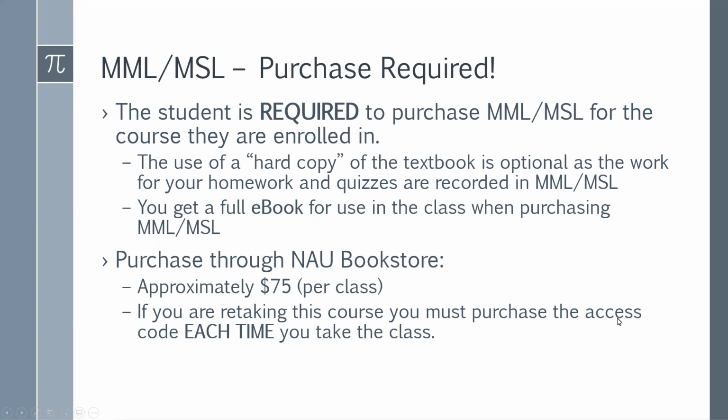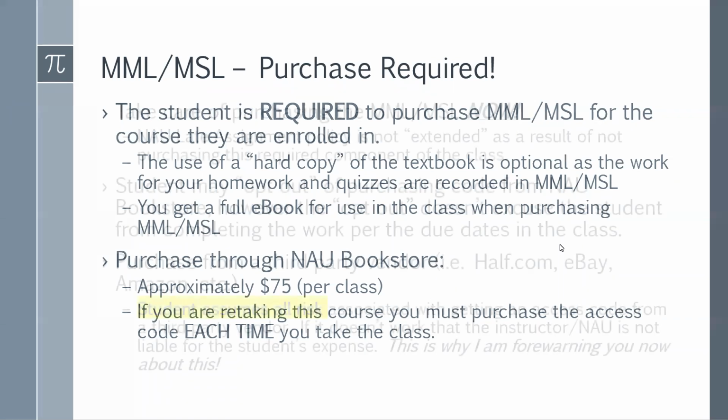So every time you do take a course, if you take MA2000 once, it's $75 for that class. Once you take MA3000 or the business stats course, it's approximately $75 for each class. So regardless of the number of times you take it, it is approximately a $75 charge to have access to the MyMathLab or the MyStatLab product.